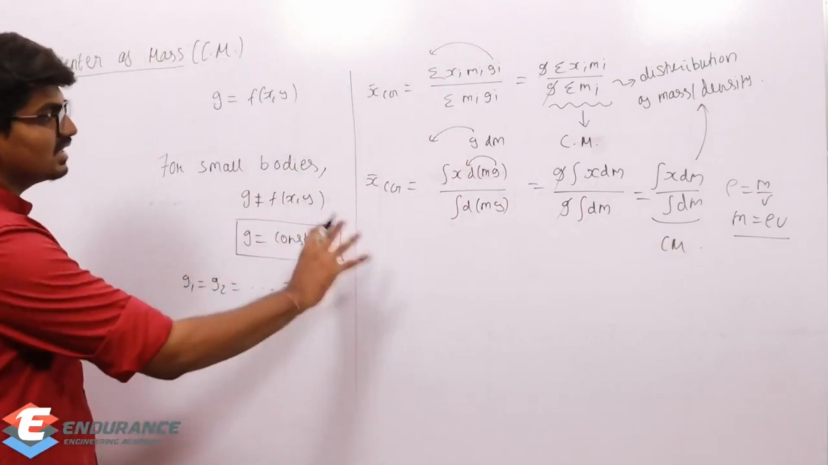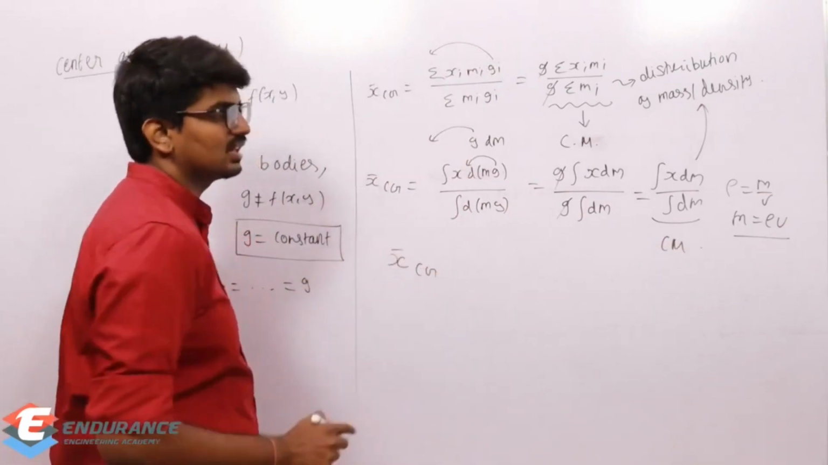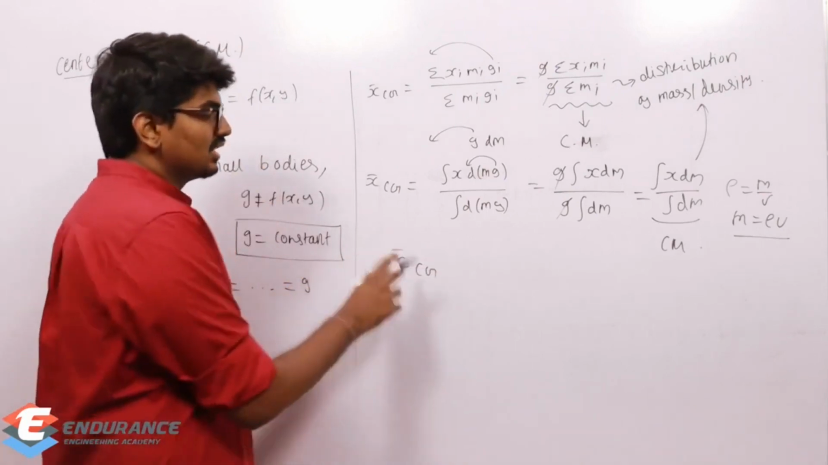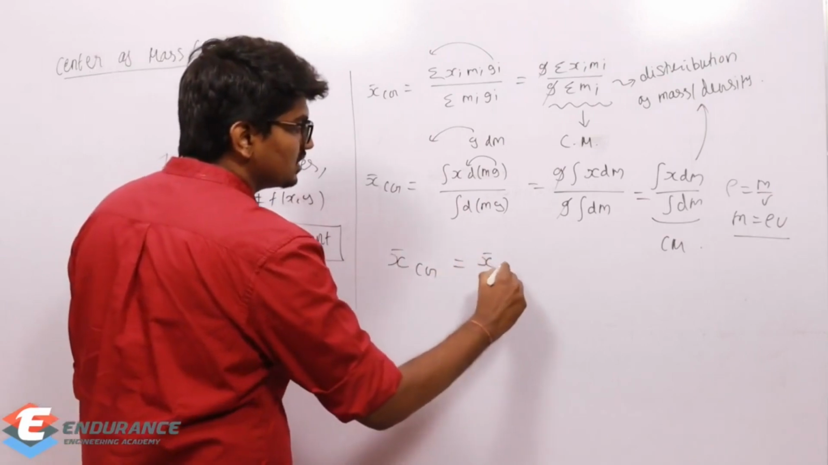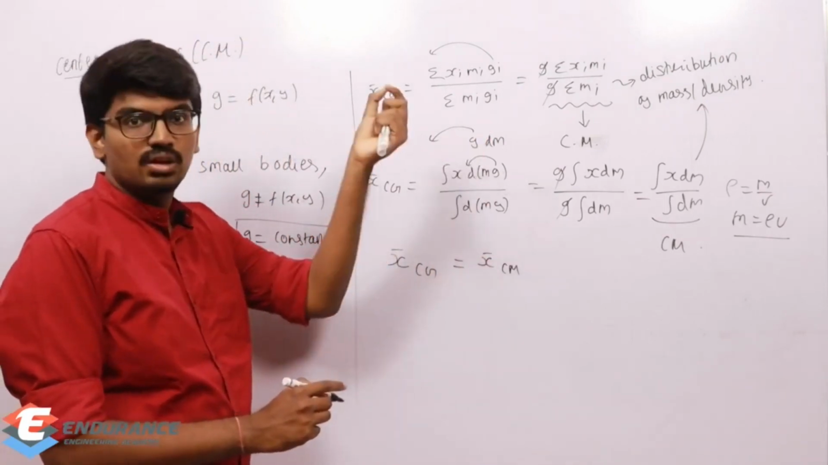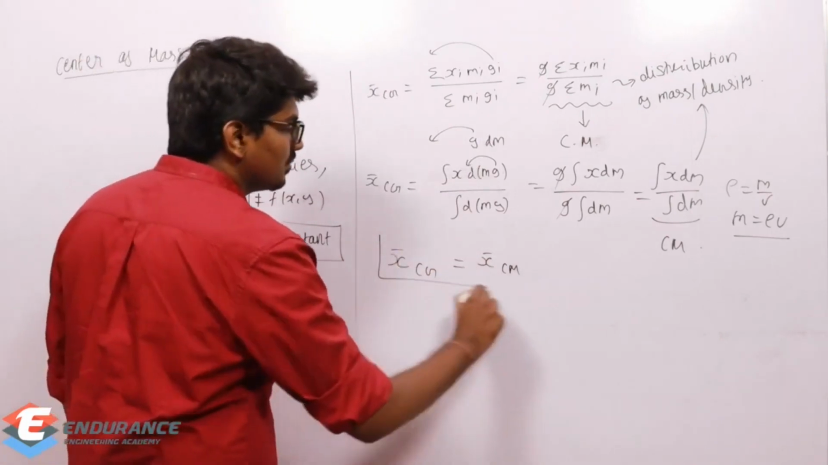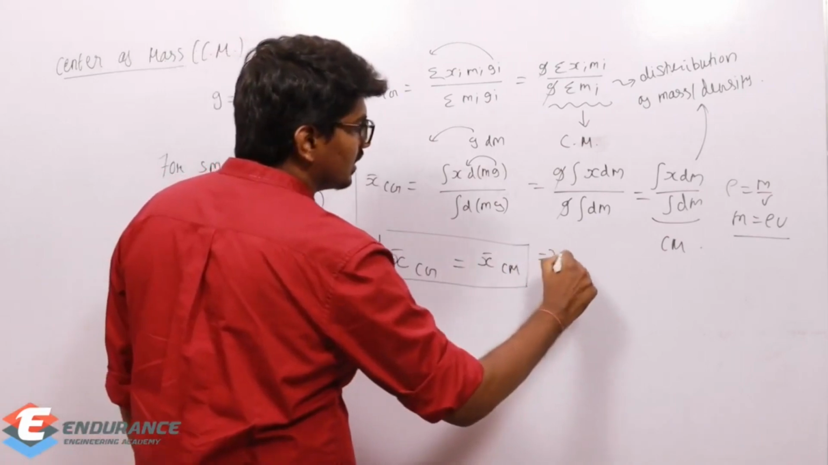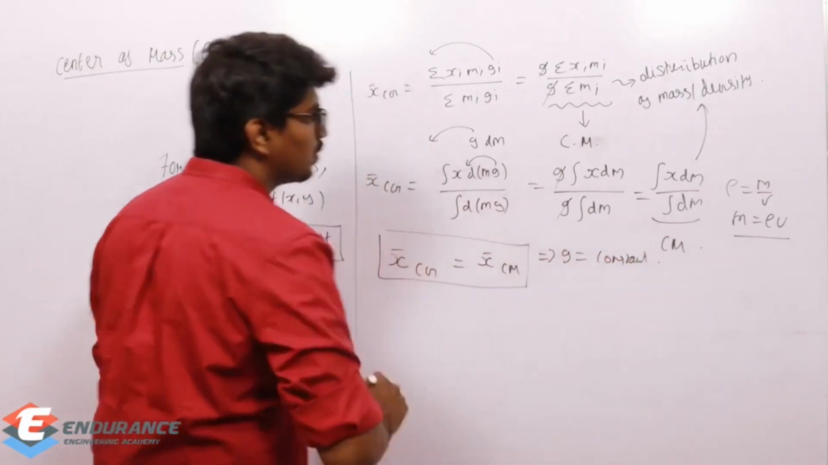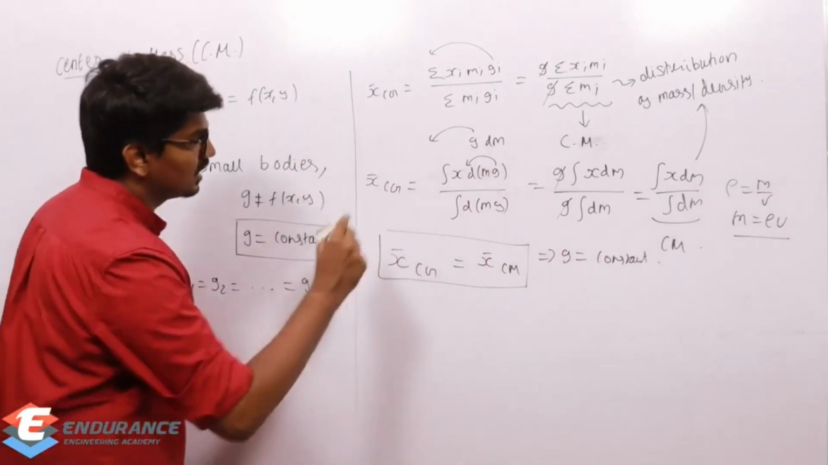So if g is constant, our center of gravity, which represents the distribution of gravitational force, becomes equal to center of mass, which represents the distribution of mass or density. Both of them become the same when g is constant, which is nothing but for small bodies. Similarly for y also you can write it. So let me write it down.